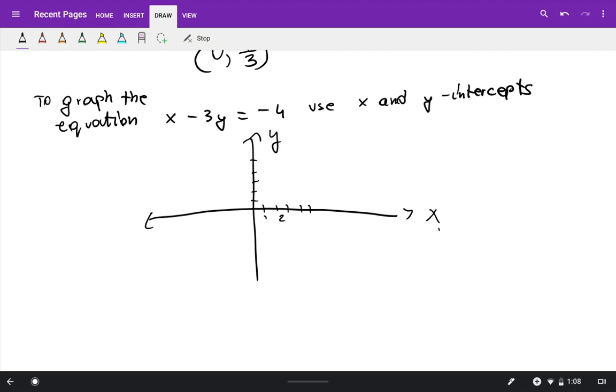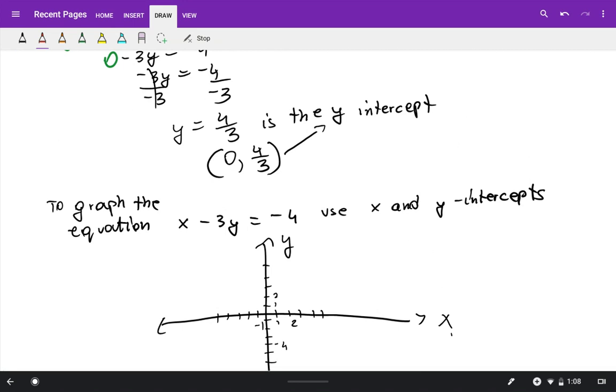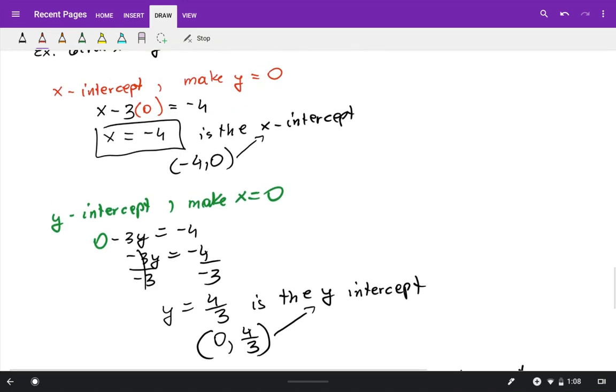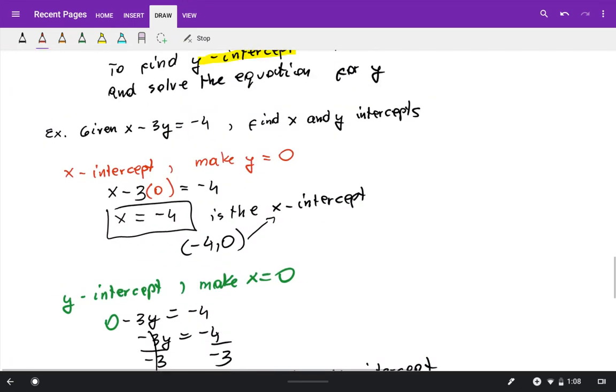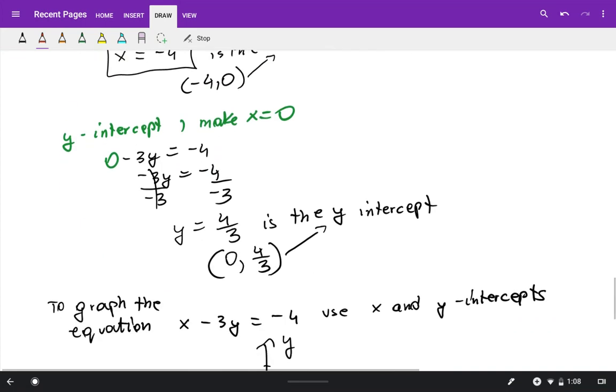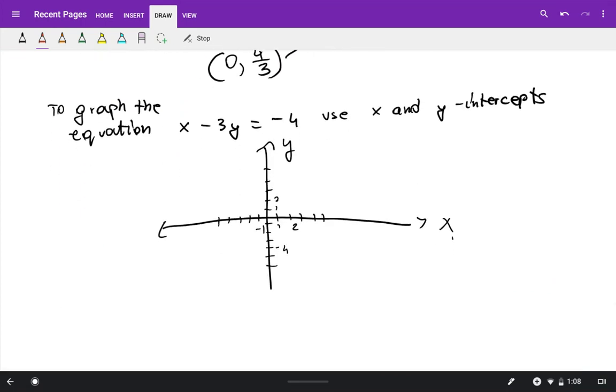Going to the right we have positives, going to the left we're dealing with negative numbers. Going up on the y-axis we have positives, going down on the y-axis, negative: negative 1, negative 2, negative 3, negative 4, and so on. For the x-intercept, we have the point negative 4 comma 0. So negative 1, negative 2, negative 3, negative 4 comma 0.